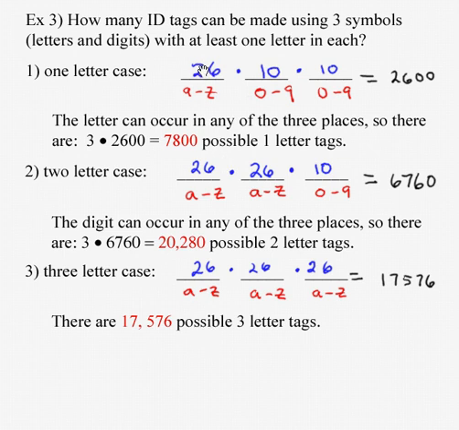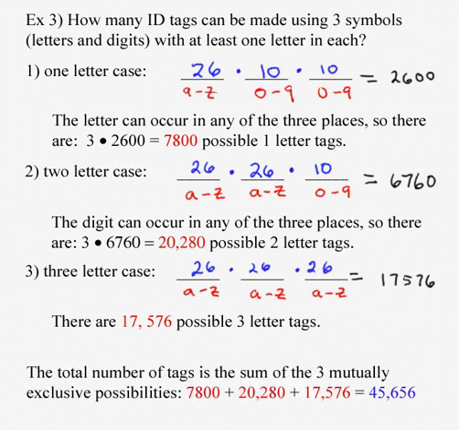These are all mutually exclusive cases: either a case with one letter of the alphabet, or two letters of the alphabet, or three letters of the alphabet. So we need to find the sum of all these red numbers here. 7,800 plus 20,280 plus 17,576 tells us there are 45,656 possible combinations or possible ID tags that can be used with three symbols with at least one letter in each possible scenario.